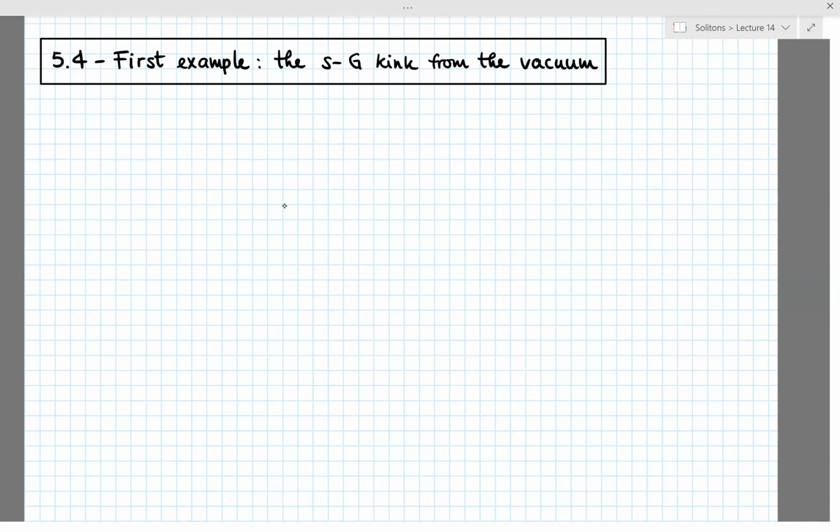So here we go, section 5.4. We look at our first example, the Sine-Gordon kink from the vacuum. As you can probably guess from the title, what we will do is to take the seed solution, our input in the Backlund transform, to be the vacuum solution v equal to 0.